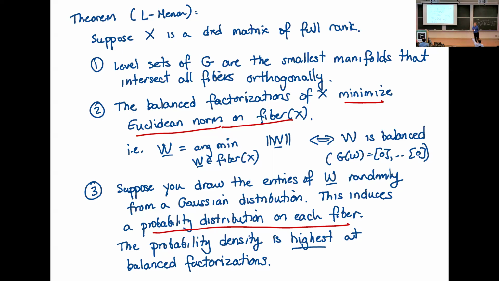What's the definition of small manifold? So by manifold, I just mean these sets that are perpendicular to the fibers. And by smallest, I just mean that I could maybe make this bigger and it would still be perpendicular, but it's not necessary. Any other questions before I keep going? Okay.